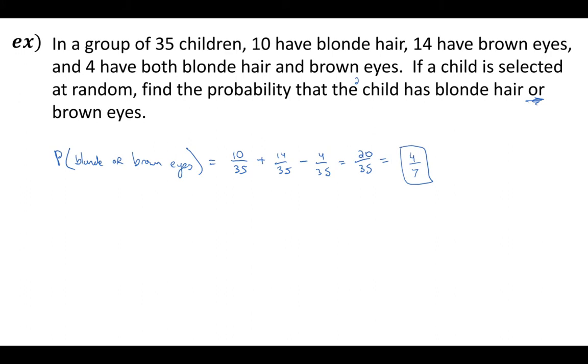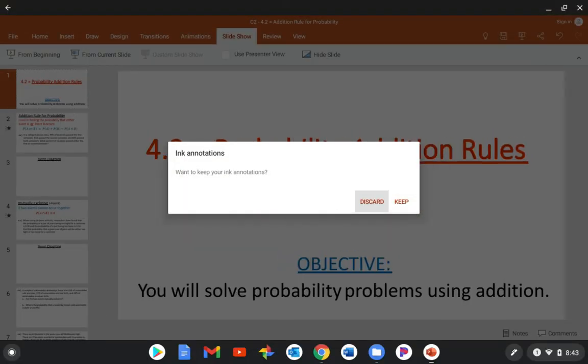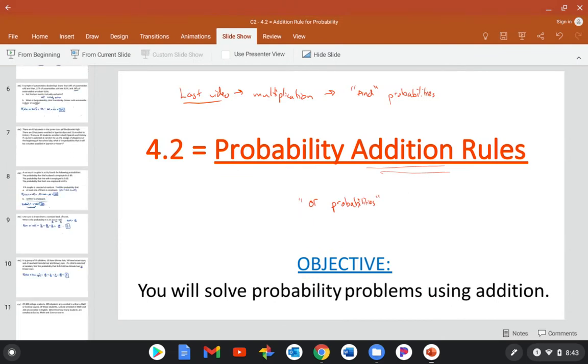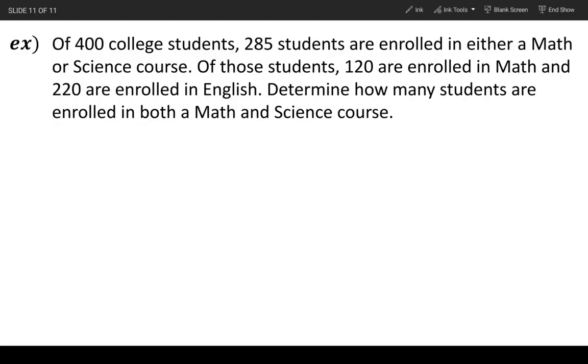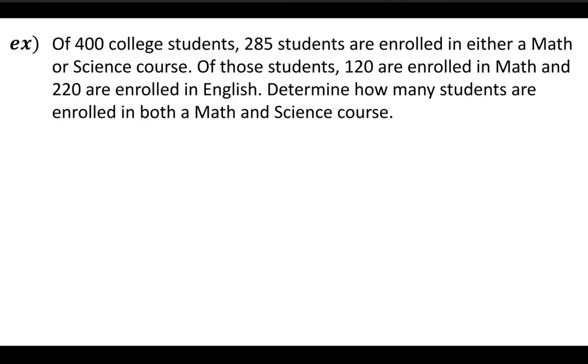And one more question. All right, we've got 400 college students. 285 students are enrolled in either. So this one's going to be a little bit different, and there will be 2 questions like this on your assignment. It gives you this in a little bit different order. It says 285 students of these 400 are enrolled in either a math or science course.